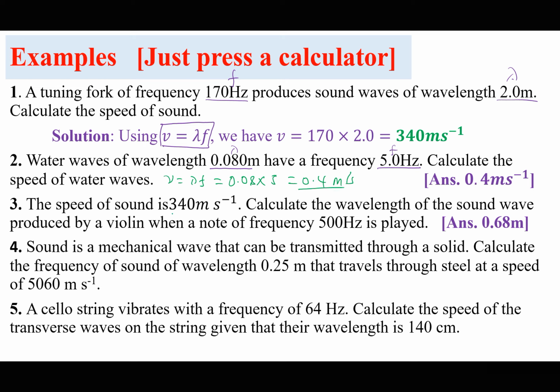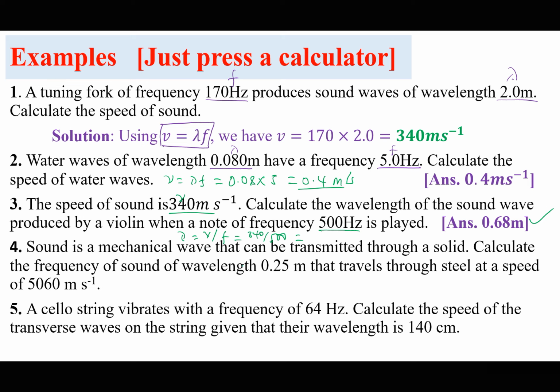The speed of sound is 340 meters per second, so this is v. Calculate the wavelength of the sound wave produced by a violin when a note of frequency 500 Hz is played. So we want to find wavelength. So wavelength equals v divided by frequency. So just divide 340 by 500 and you obtain the answer. And I think this is going to be correct.